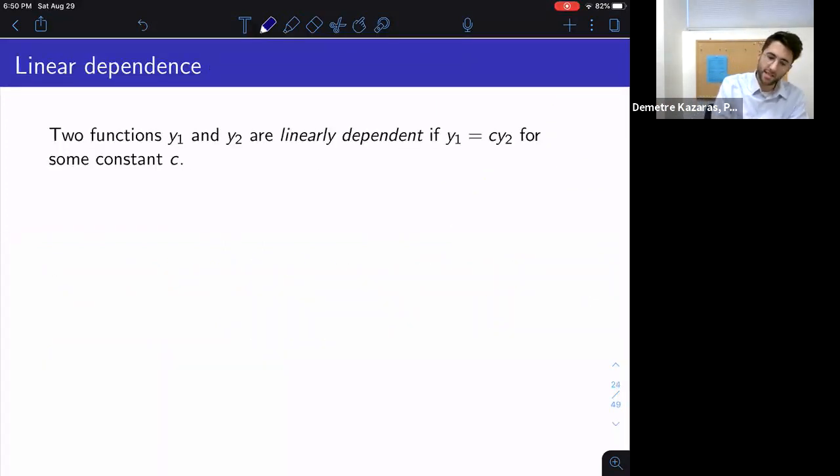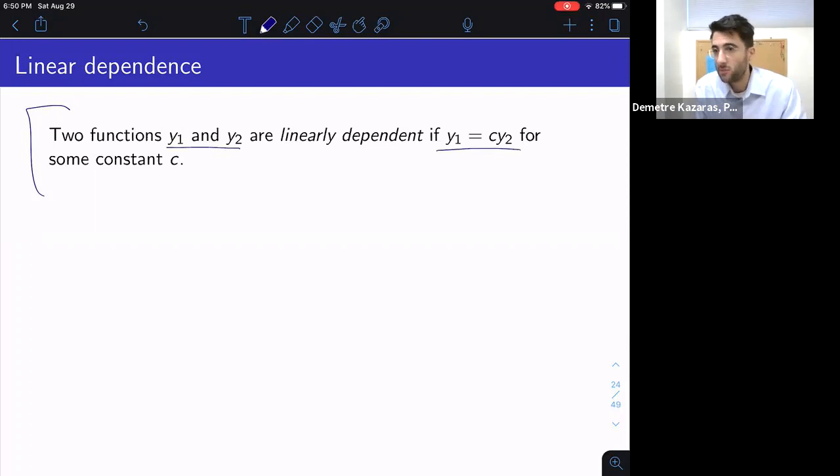Okay, and this is the notion. We need the functions to be not linearly dependent. So linear dependence is bad, and two functions are said to be linearly dependent if you can write one as a multiple of the other one, so that c is a constant. That's what it means for two functions to be linearly dependent, just like that's what it means for two vectors to be linearly dependent. The analogy being, we're thinking of the functions as vectors.